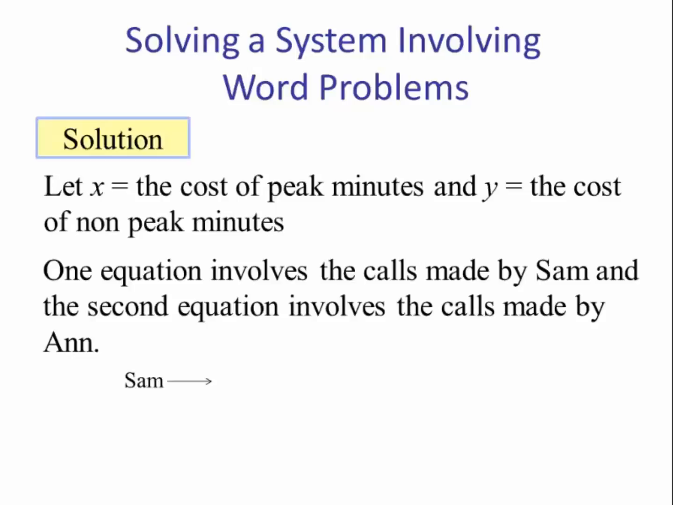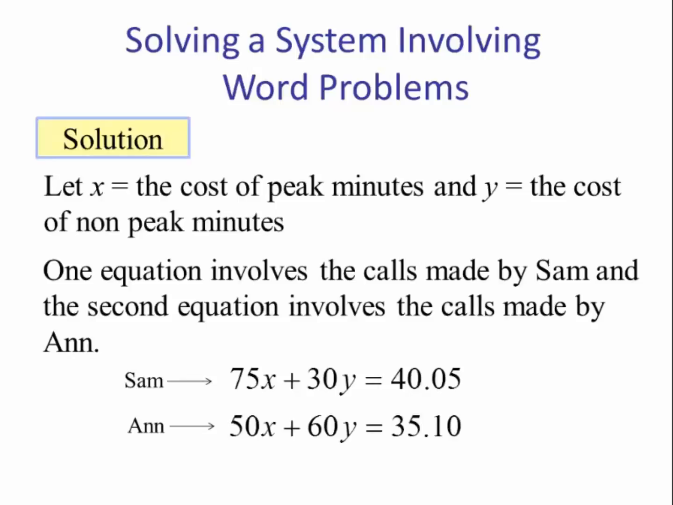So for Sam, we take the number of peak minutes, multiply that by x, and then add that to the number of non-peak minutes and times that by y, and that will equal his total, which is $40.05. For Ann, we do the same thing. Take the number of peak minutes, multiply it by x, and then add the number of non-peak minutes and multiply that by y, and then that will equal her total bill.